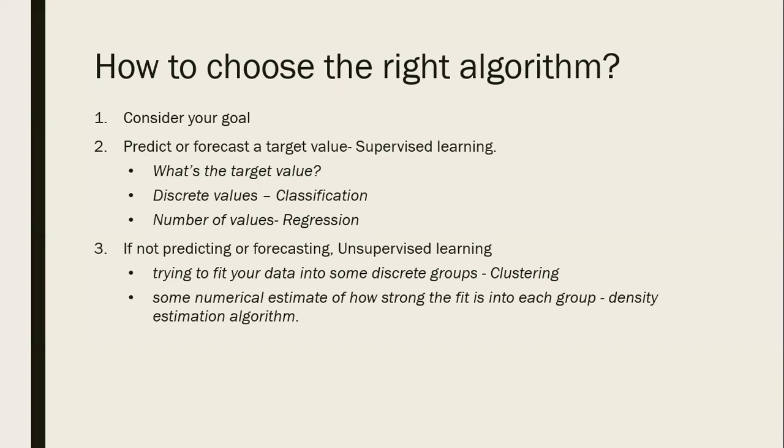If you're not trying to predict a target value, then you need to look into unsupervised learning. Are you trying to fit your data in some discrete groups? If so, and that's all you need, you should look into clustering. Do you need to have some numerical estimate of how strong the fit is into each group? If you answer yes, then you probably should look into density estimation algorithms. The rules I've given here should point you in the right direction, but are not unbreakable laws. We'll see later on how you can use classification techniques for regression, blurring the distinction that we have made earlier with supervised learning.